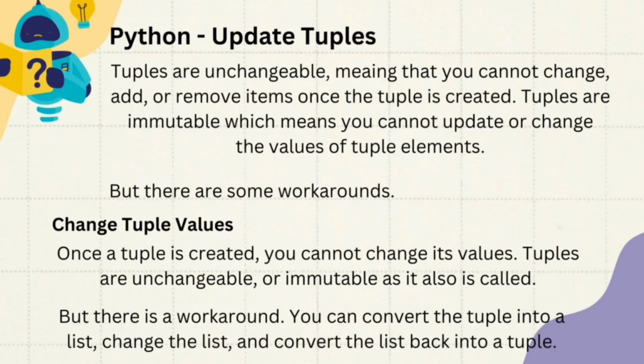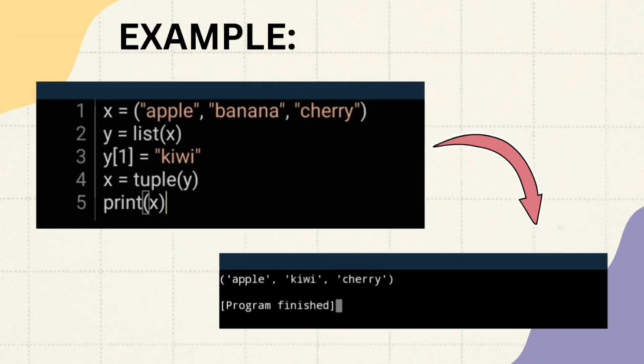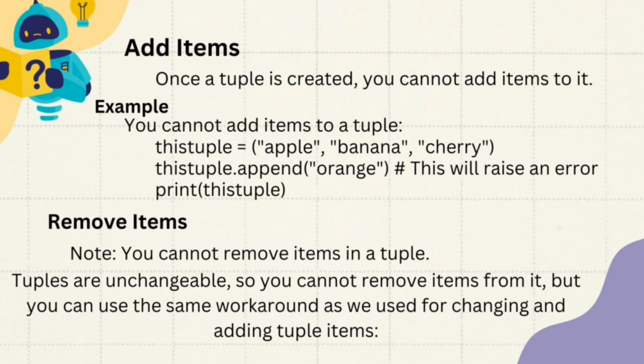Python update tuples. Tuples are unchangeable, meaning that you cannot change, add, or remove items once the tuple is created. Tuples are immutable, which means you cannot update or change the values of tuple elements. Add items. Once a tuple is created, you cannot add items to it.